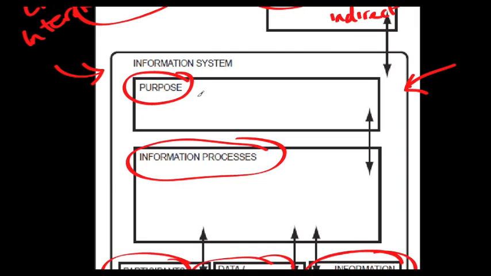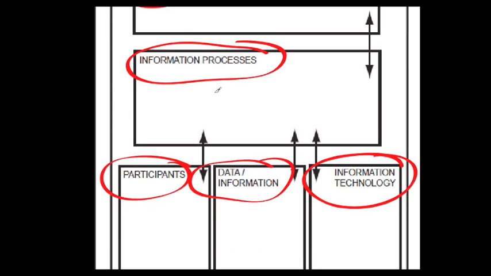The purpose is the reason why the information system exists. There may be several purposes, or there may only be one. For example, an ATM has several purposes. It allows the user to check their balance, it allows the user to transfer money, it allows the user to take money out. There's several different purposes for an ATM. The information processes are the processes that occur within the system in order to change data into information. We'll look at these at a later date. At the moment, we just need to know that they exist.